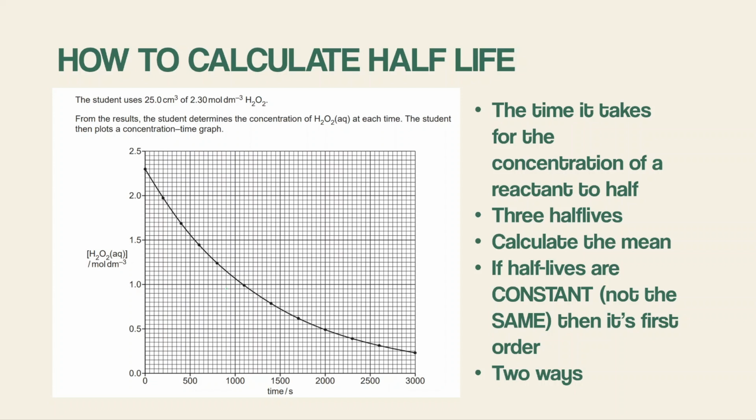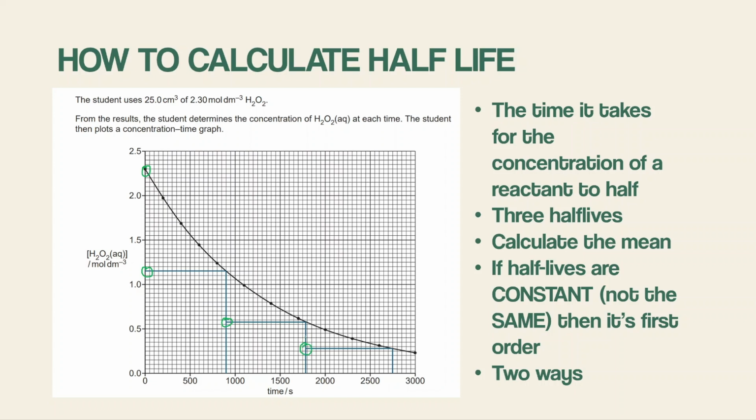So the first way is actually using the concentration they've given you. Here we have 2.3 moles per decimeter cubed hydrogen peroxide, so we can work out 3 half-lives from that. You can see here I've got the first half-life, and then we need to do half of half. So you can see second half-life, third half-life. 2.3 is over here, and then half of 2.3 is here. So that's our first half-life, and then second, third.